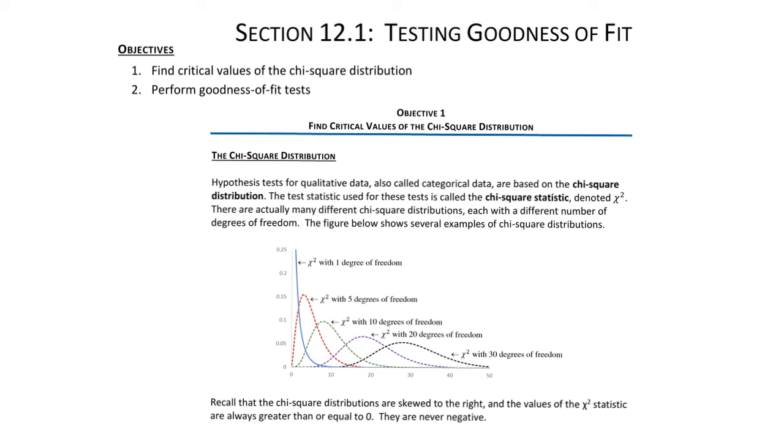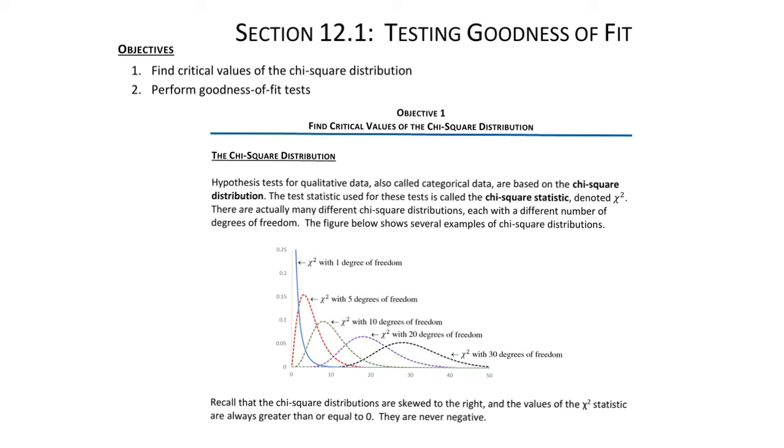Hi, this is your Professor Sudha Kolathuparambal, section 12.1 Testing Goodness of Fit. In this section, I am going to explain how to find the critical values of the chi-square distribution and how to perform a goodness of fit test.